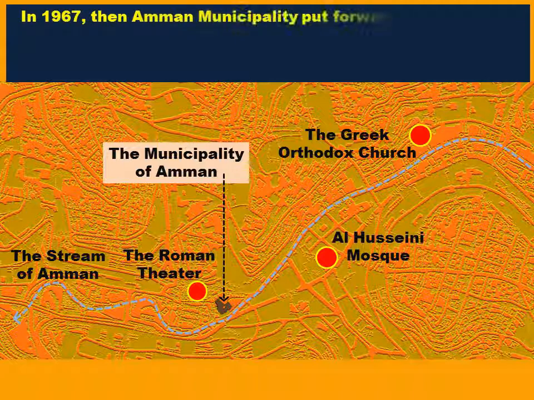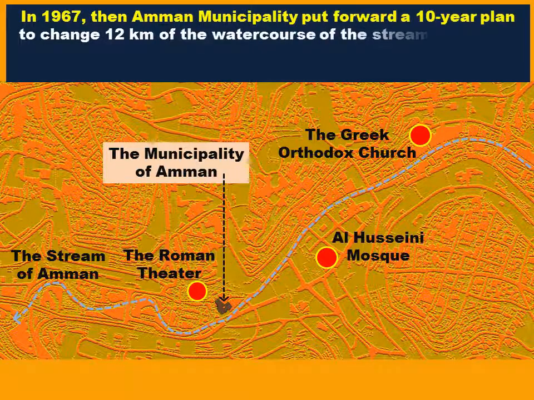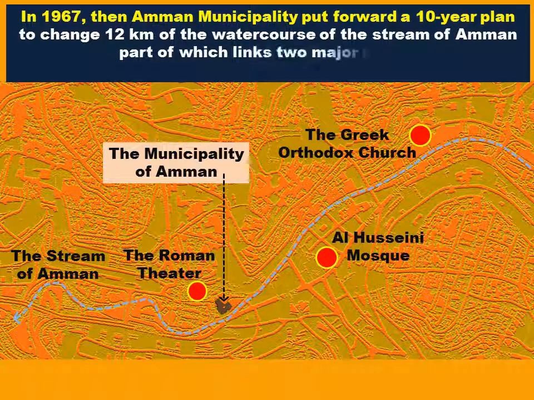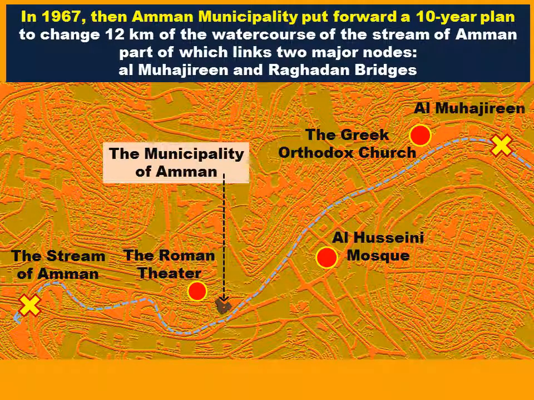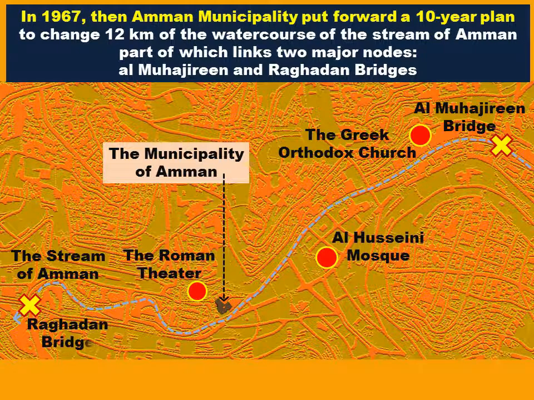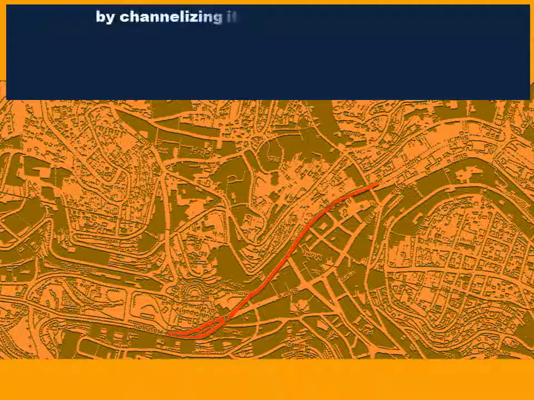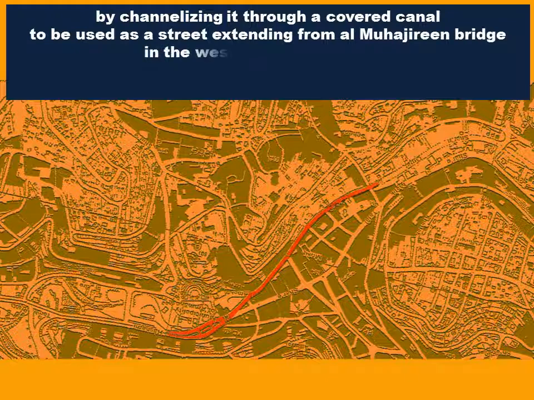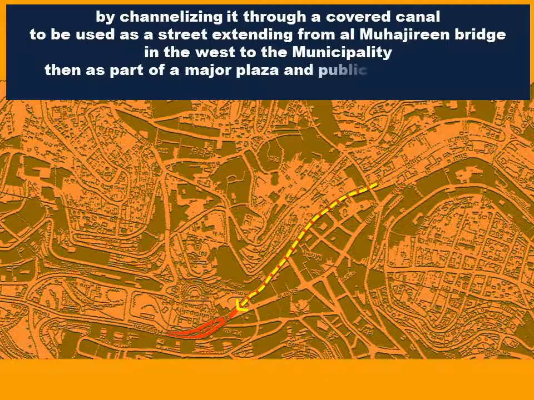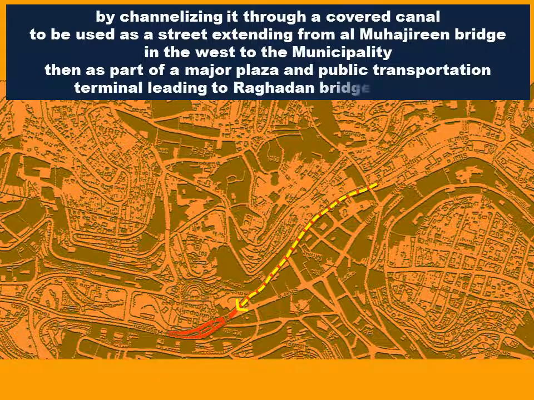In 1967, the Amman municipality put forward a 10-year plan to change 12 kilometers of the watercourse of the stream of Amman, part of which links two major nodes, Al-Mahajirin and Raghadan bridges, by channelizing it through a covered canal to be used as a street extending from Al-Mahajirin Bridge in the west to the municipality. Then as part of a major plaza and public transportation terminal leading to Raghadan Bridge in the east.